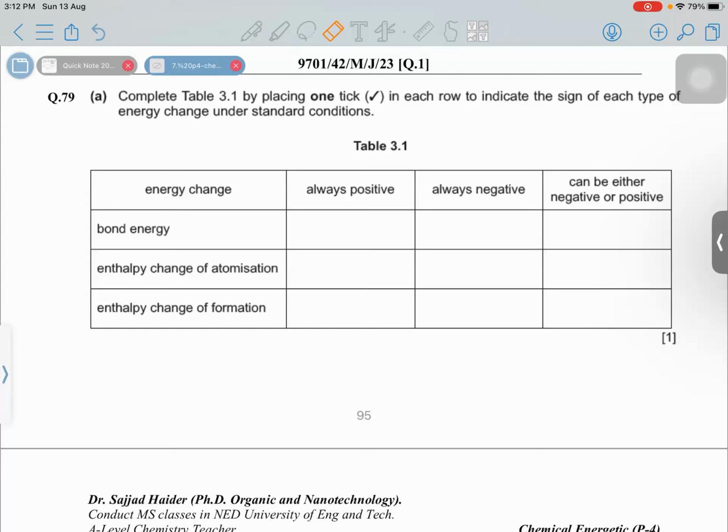It is the amount of energy required to break 1 mole of a bond in gaseous state. So bond energy is endothermic. Can you tell me the answer: always positive or always negative? Always positive.